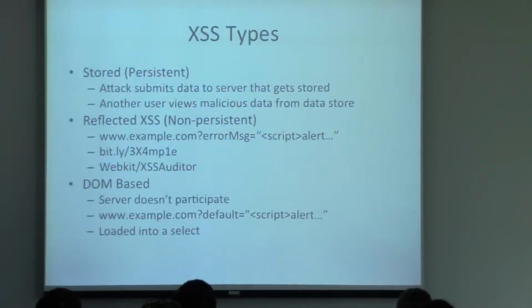So a couple quick types of XSS. The one we just looked at was called a stored or persistent XSS. There's two others. There's reflected, non-persistent. This is usually done through a URL message.